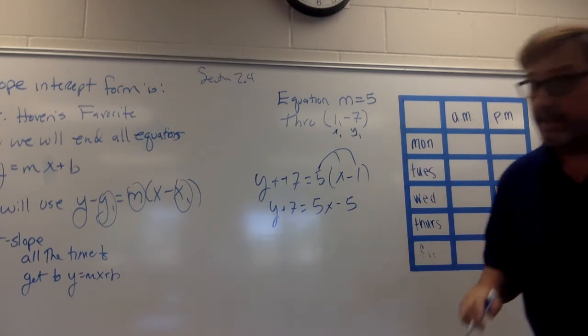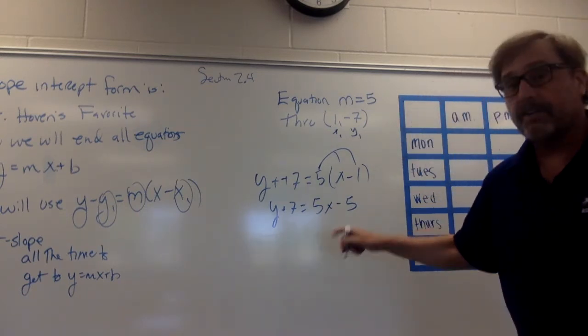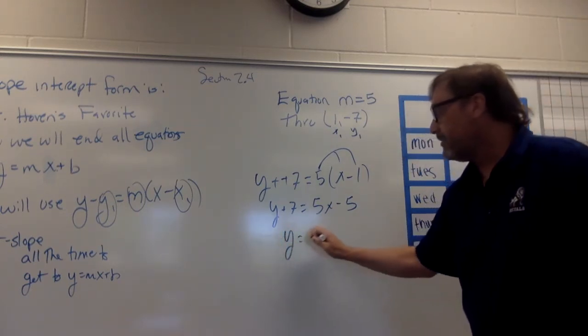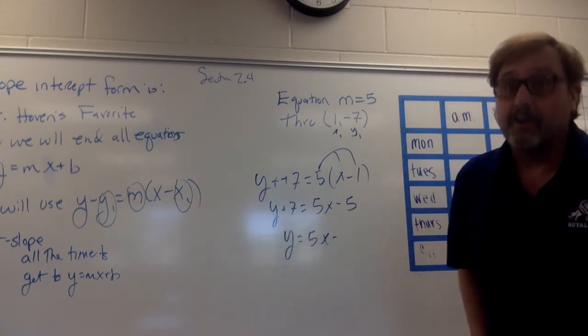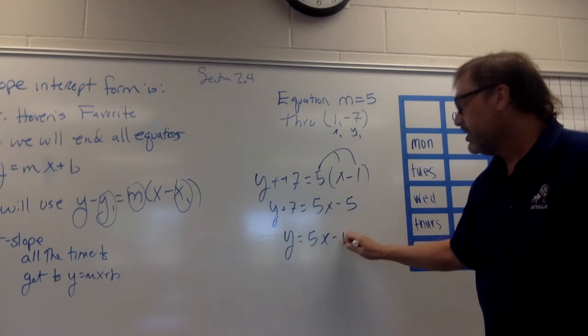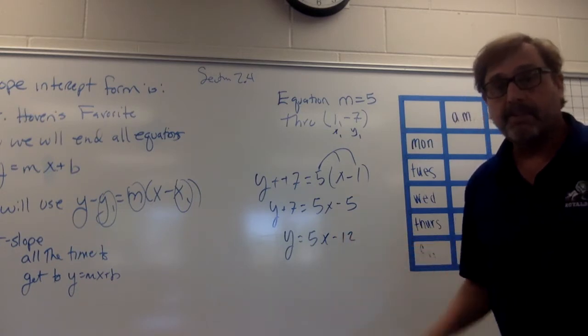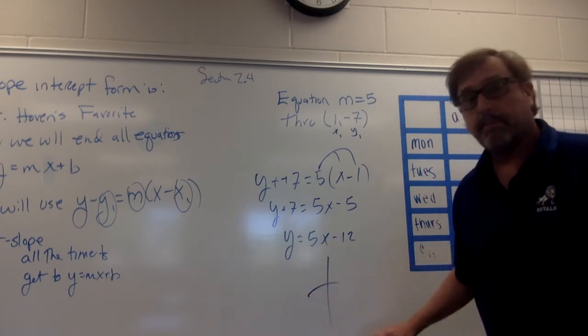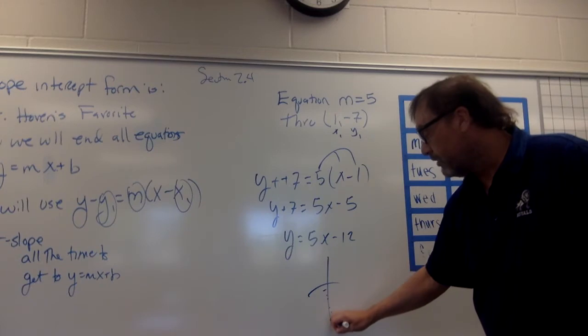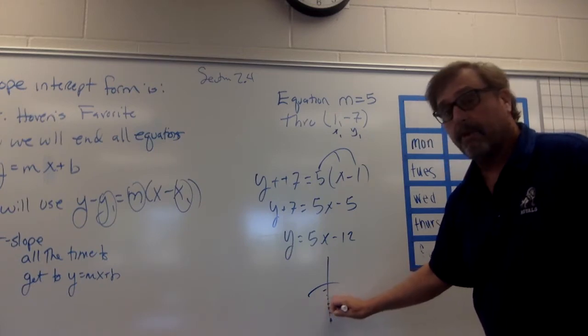We want everything, test questions, to finish in slope-intercept form. Add 7 to both sides. Take away 7 from both sides. There we go. Done. Say, could you type that in your calculator? Oh, good. Could you draw a graph of it? Yep. Go down 12. 1, 2, 3, 4, 5, 6, 7, 8, 9, 12. Up 5. Over to the right one.